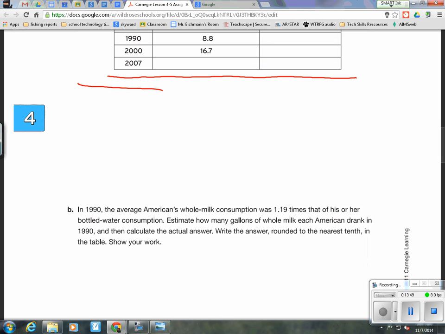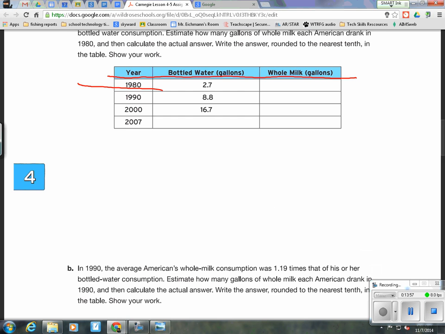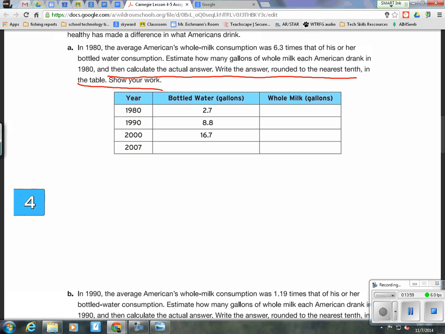Then for B, it says the average American's whole milk consumption was 1.9 times that of the bottled water. Then you go back to the chart and you multiply this times 1.19. You guys see that? So each one of those questions, you're only performing one operation, okay? And you're going to keep going back to that chart. Does that make sense to you? Question?